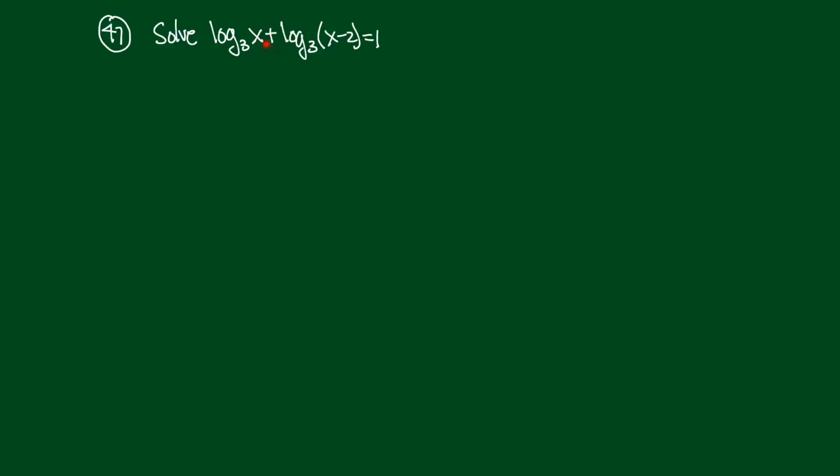Now I know an addition comes from multiplication, with this argument times that argument. So I'm going to have one single log, base 3, of the first argument, x, times the second, and that's all equal to 1. And now I'm going to convert from log form to exponential form. And I know this, right?